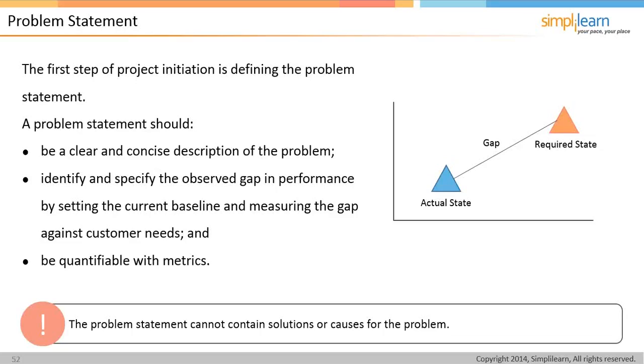A problem statement should specify the observed gap in performance by setting the current baseline and measuring the gap against customer needs. It should also be quantifiable with metrics. It should never, ever contain solutions or causes for the problem. If you know the solution, why haven't you put it in place? If you know the causes for the problem, why haven't you addressed them already? If that's the case, if you know the cause and or you know the solution, then you don't really need a project to figure it all out.